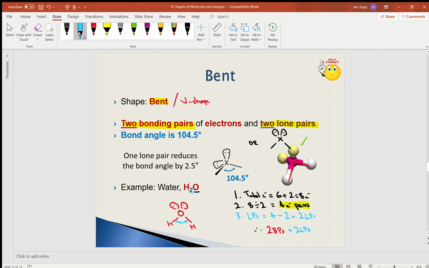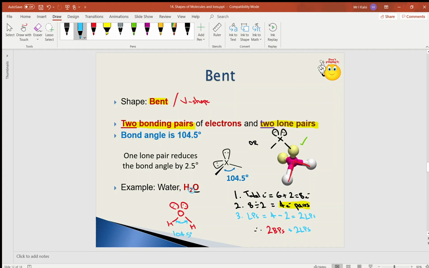104.5 degrees. I'm not going to go too much into these bond angle reasons or why that is the case, because that becomes almost a separate lesson as to why the bond angle is reduced. And like I say, recently someone came across and asked me an example of a molecule which has 1 bonding pair and 3 lone pairs, but I can make a separate video on more difficult shapes for you if you want me to. Okay, moving on.